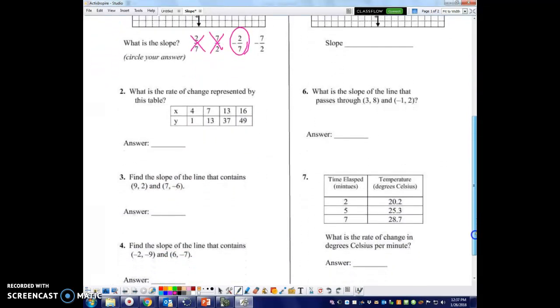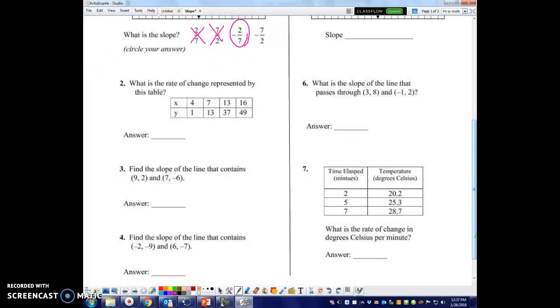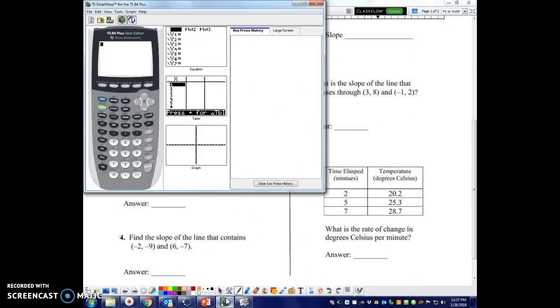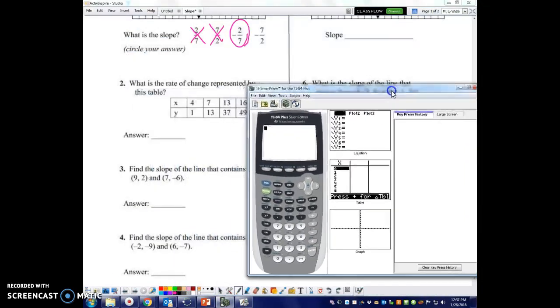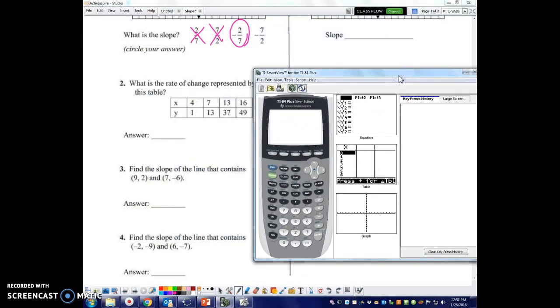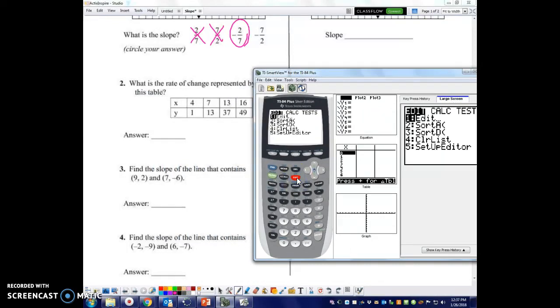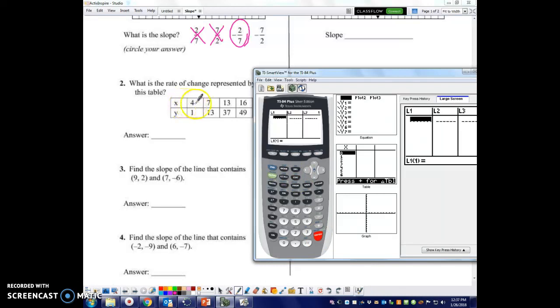Number 2, what is the rate of change represented by this table? Calculator. Here we go. Let's move this over so we can see the table. So what you're going to do is our good old friend stat. Stat edit. Remember, all the x values go into L1, all the y values go into L2. So we have 4, 7, 13, 16. Then we go over to L2. It's 1, 13, 37, 49.